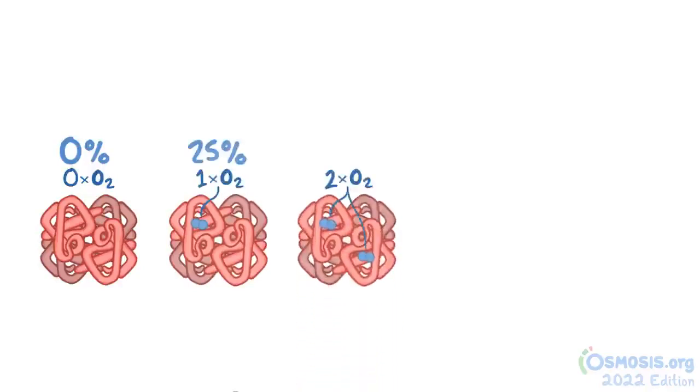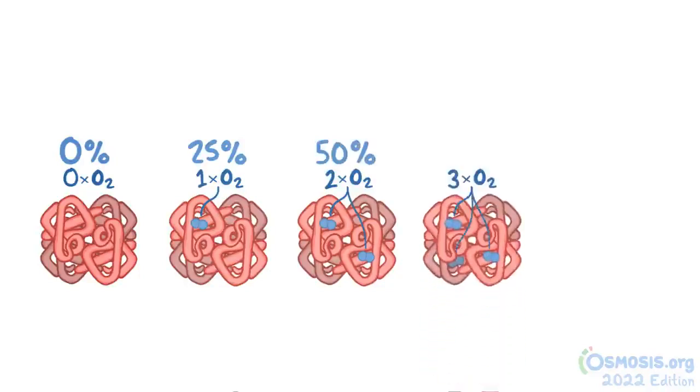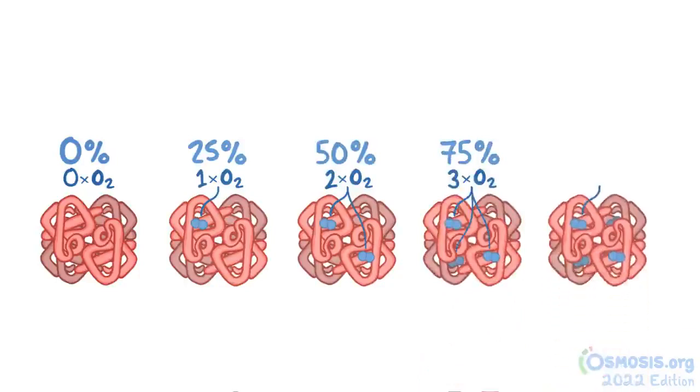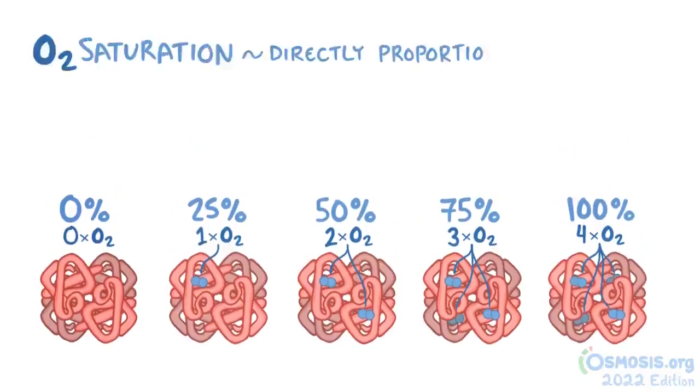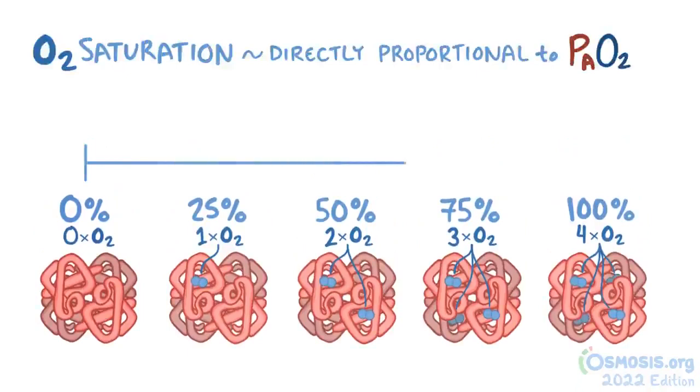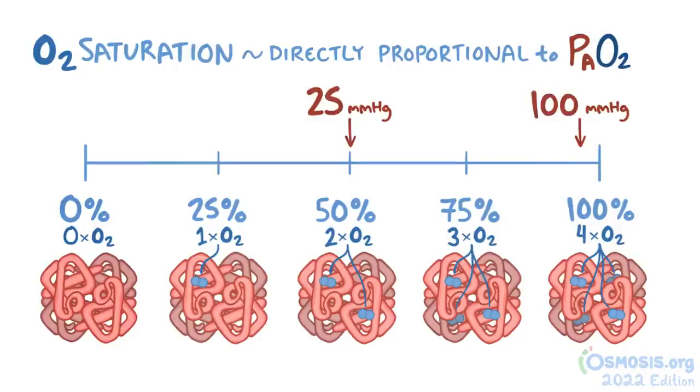It might have 2 filled spots and 2 open spots, or 50% saturated. 3 spots filled and 1 spot open, or 75% saturated. Or all spots filled with 100% saturation. And the amount of oxygen that's bound to hemoglobin is directly proportional to the amount of oxygen dissolved in the blood. For example, at a partial pressure of 25 millimeters of mercury, hemoglobin proteins might be a total of 50% saturated. And at a partial pressure of 100 millimeters of mercury, they might be at a total of around 98% saturated, which means that most are fully saturated.